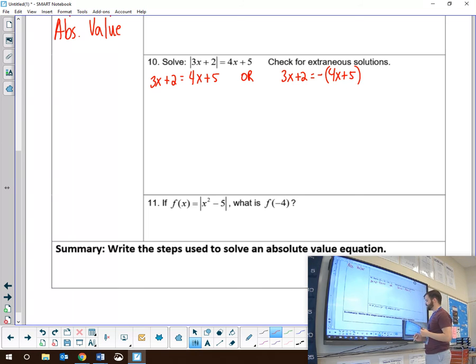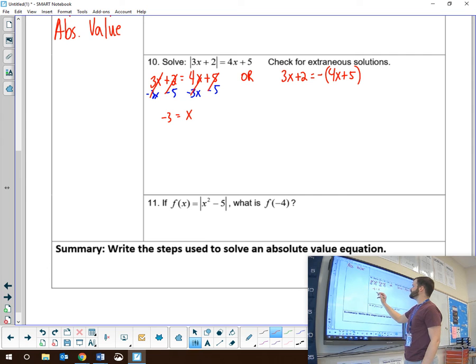All right, let's try this out. I'm going to solve this side first. I'm going to subtract 3x to both sides. And I'm going to subtract 5 to both sides. So 2 minus 5 is negative 3. 4x minus 3x is 1x. So one of my solutions is x equals negative 3.